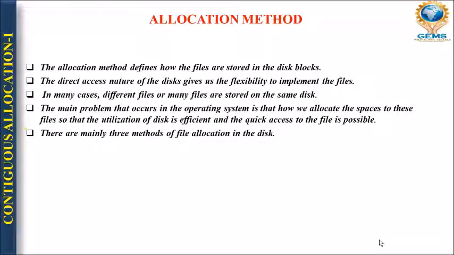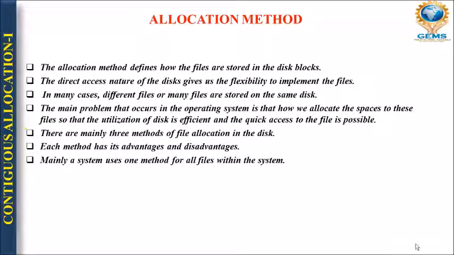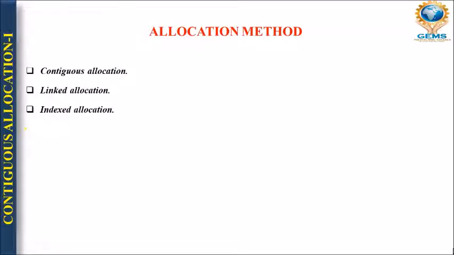There are mainly three methods of file allocation in the disk, each having its own advantages and disadvantages, which we will see one by one. Mainly a system uses one method for all files within a system. If you are storing all the files, in that situation we may implement only one method. First is contiguous allocation, second is linked allocation, and third is index allocation.